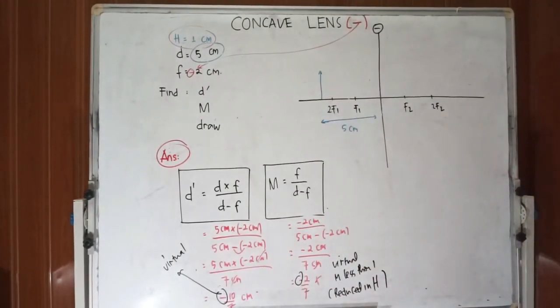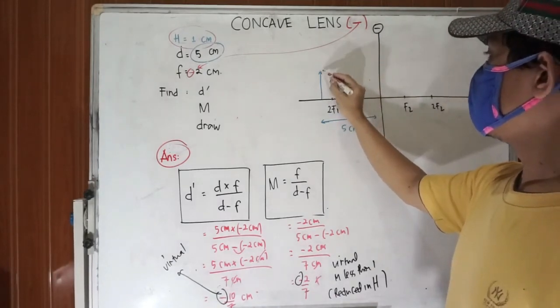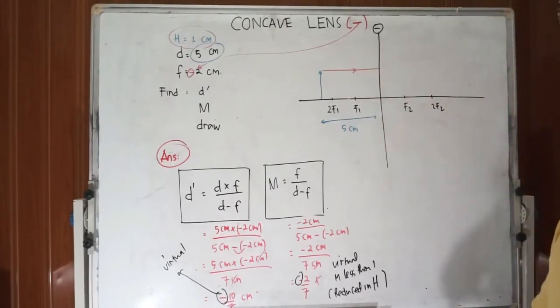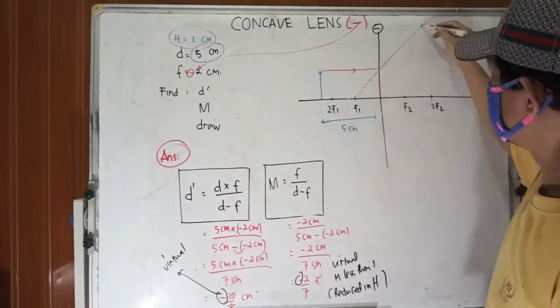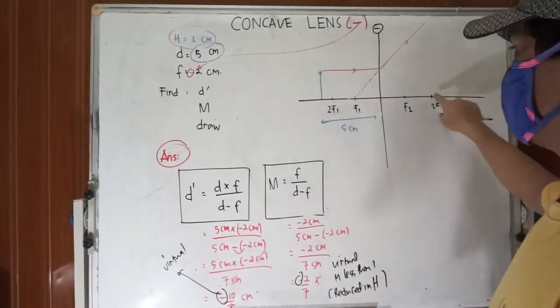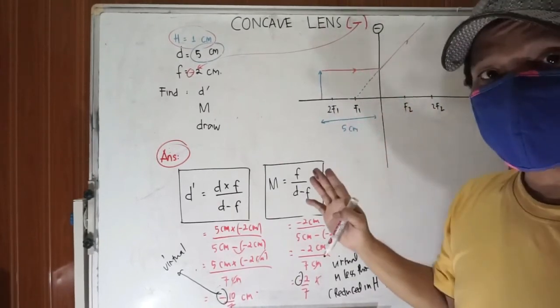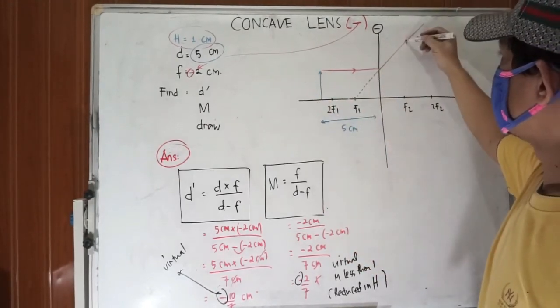Okay, try to draw the process of image formation. The first: the ray parallel to the x-axis must be refracted from F1. Once again, the ray parallel to the x-axis must be refracted from F1. So it is different to a convex lens. This one is concave, yeah, from F1. That's number 1.